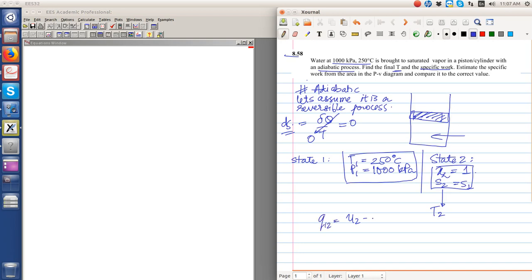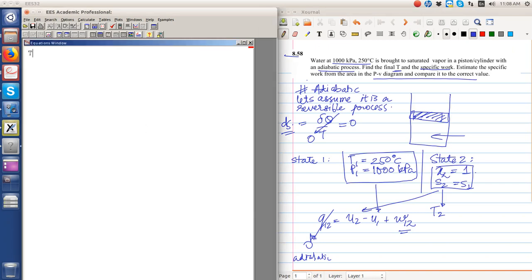Q12 equal to U2 minus U1 plus W12. This is equal to 0 because the process is adiabatic. So W12 is obtained using the state 2 and the state 1. Later on we have to compare it to the area using the PV diagram.